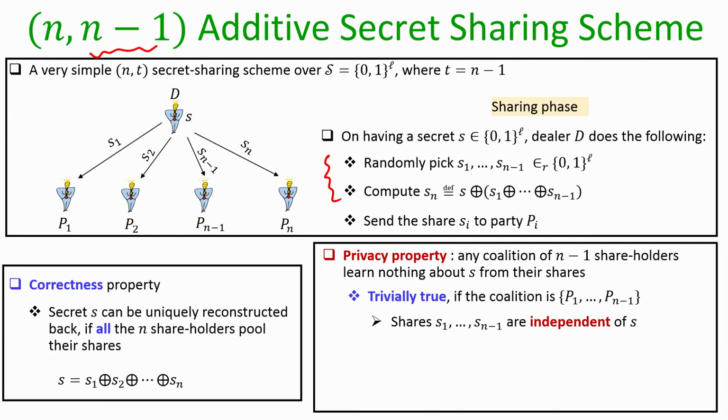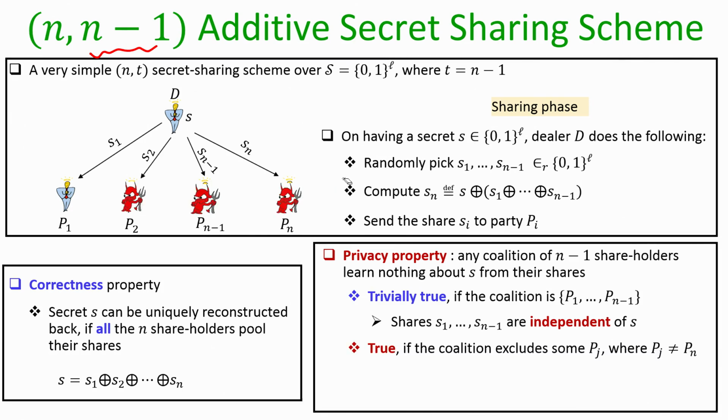That is case 1. On the other hand, consider the case when the set of n minus 1 shareholders definitely includes the nth shareholder, because the nth shareholder's share is a function of the secret S and the remaining n minus 1 shares. So, the second case is when the collusion of n minus 1 shareholders excludes some party Pj, where Pj is definitely different from the nth party. That means, the nth party is definitely in the collusion here. For simplicity you can imagine that my Pj is equal to P1. That means, the adversary is corrupting the last n minus 1 shareholders here.